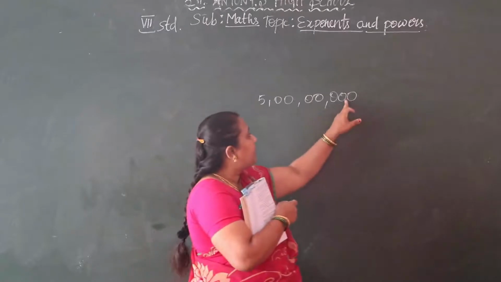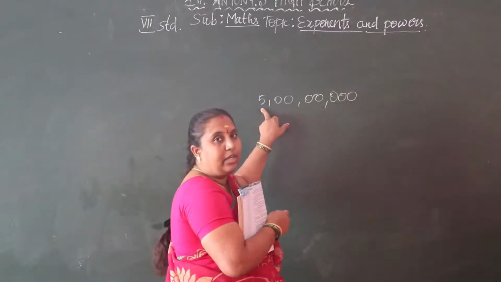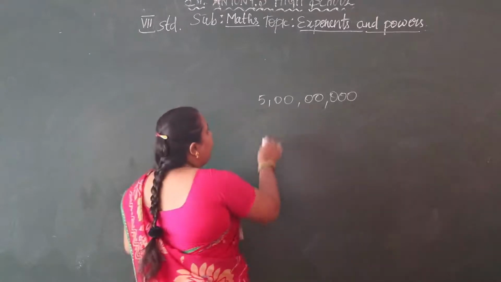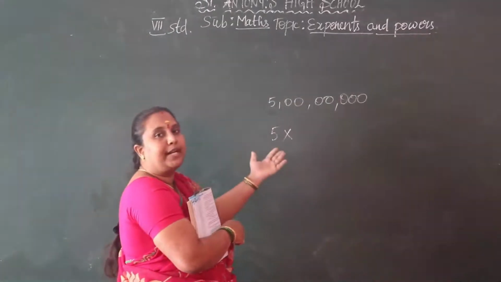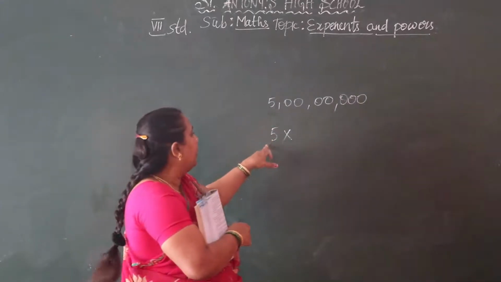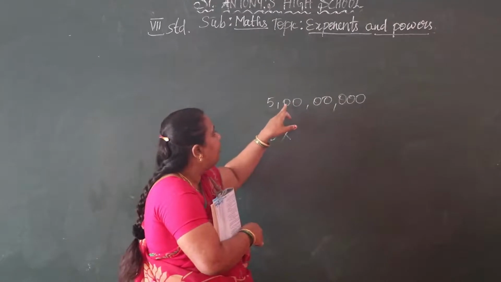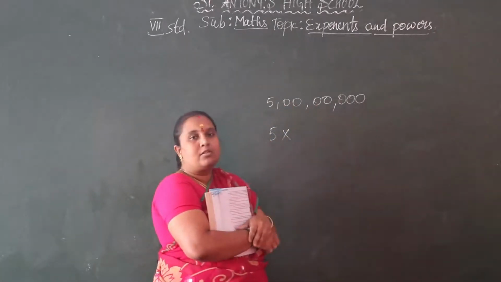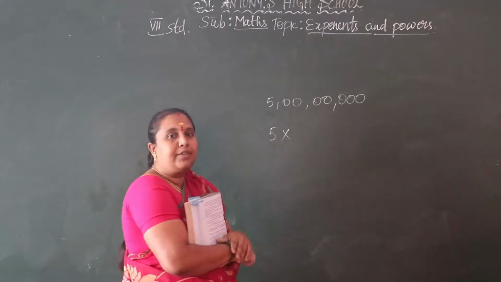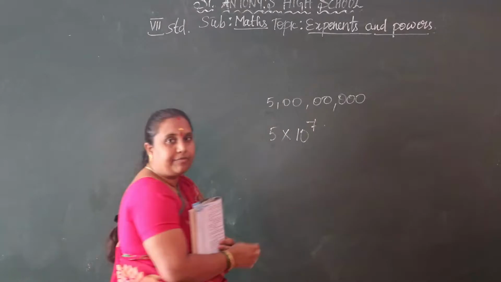So 1, 10, 100, 1000, 10,000, lakhs, 10 lakhs, and millions. Now we have 5. What numbers do we have to write in the standard form here? So 5 into. How many digits are there after 5? 1, 2, 3, 4, 5, 6, 7. So 7 digits are there. So for that we have to write 10 to the power of 7. So this is the standard form of this number.